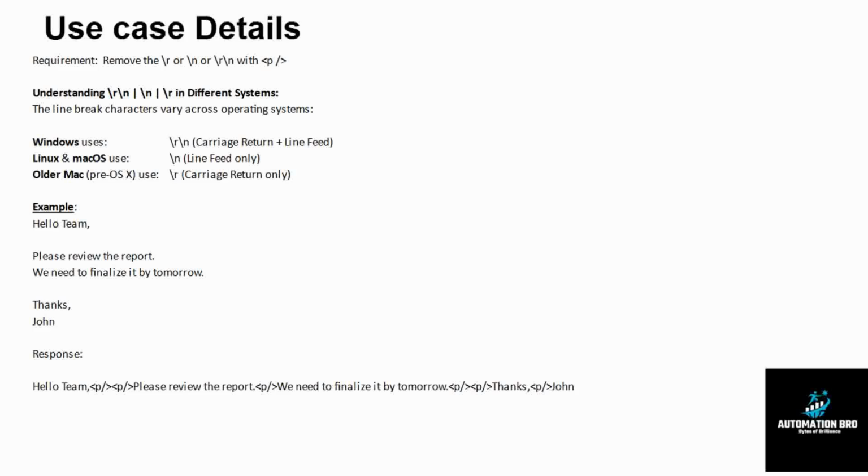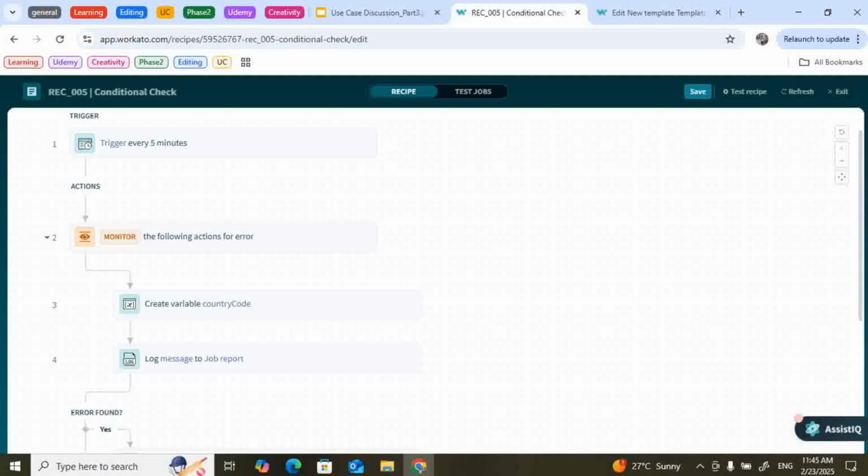Let's understand these two use cases in a practical way. Let's go to our workspace. In the first use case, we have to do a condition check. If the country code is CAN, that's Canada, we should get the output CAD, else we should get the output USD.